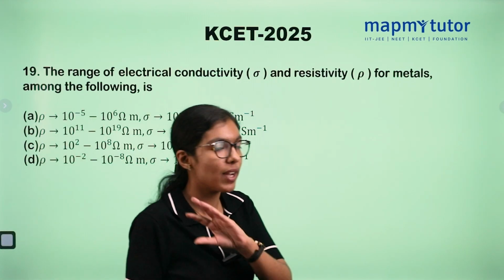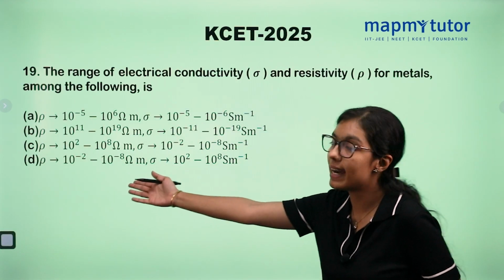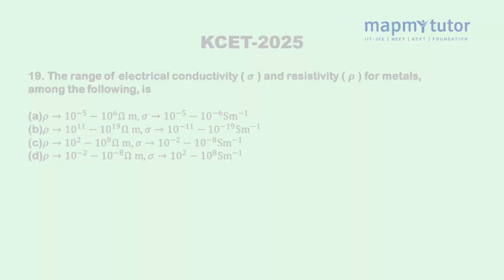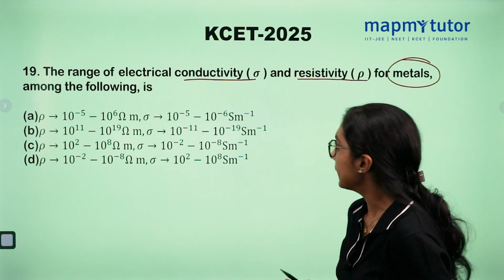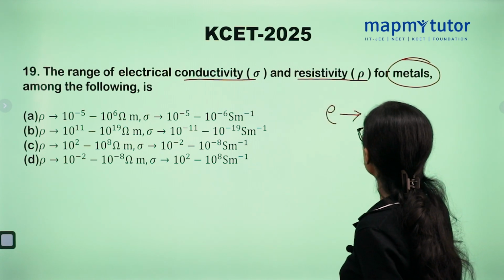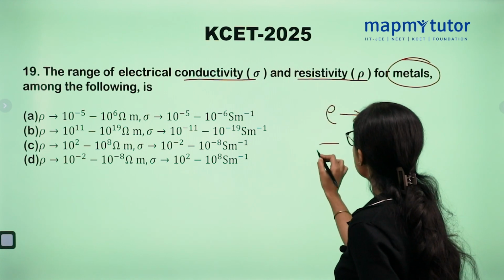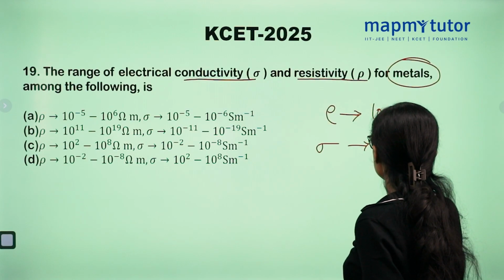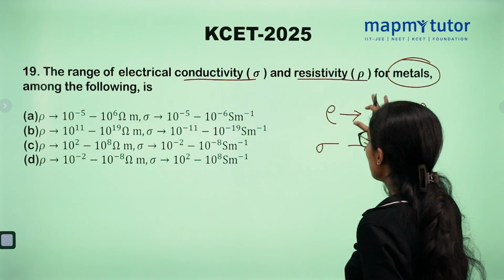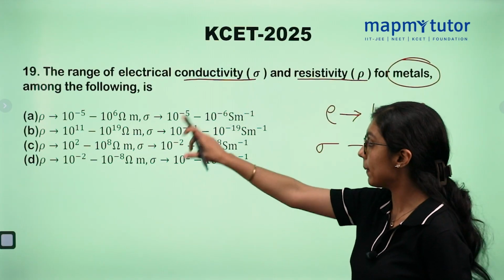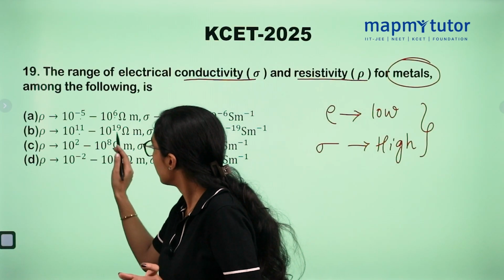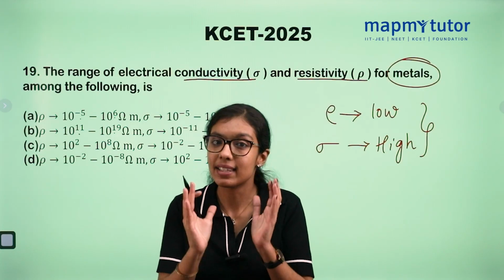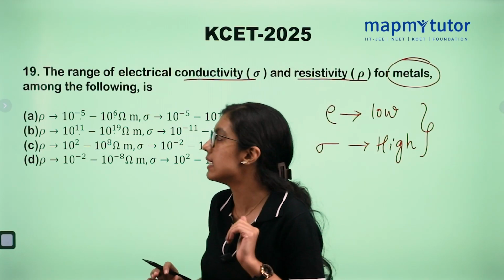This question actually requires no explanation. It's direct values. The range of electrical conductivity and resistivity for metals is? Now for any conductor for that matter, your resistivity will be low and your conductivity is high. And metal is a conductor. So with this concept, you need to try to remember the range. Now, it's not important that you remember exact values. You need to remember the range. That's how you remember the concept in KCET examination.